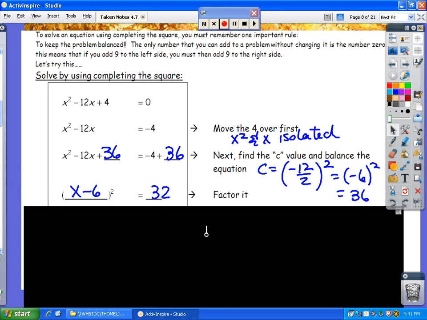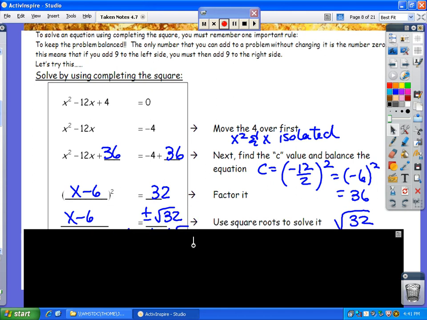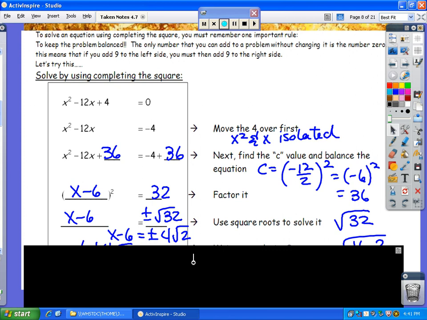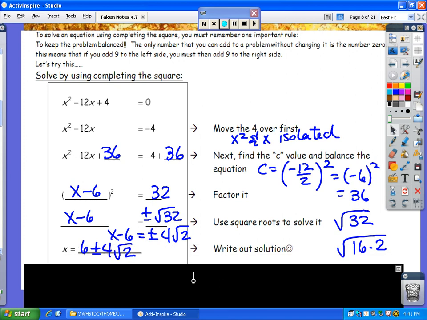Now we're going to factor the trinomial. So x minus 6 squared equals 32. Now we're back to the problems we've been working on for the last couple of days. Take the square root of both sides, simplify the radical, and then move the 6. So our final answer is x is equal to 6 plus or minus 4 square root of 2. We would have gotten the same answer if we had used the quadratic formula. This is another alternative to the quadratic formula.